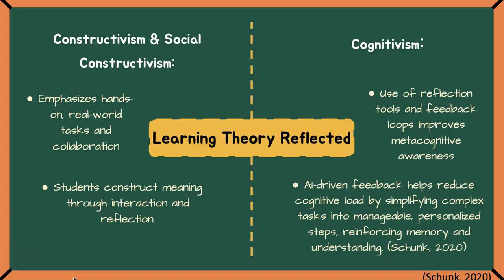This framework also reflects cognitivism. Tools like Google Forms and AI feedback loops encourage metacognition, where students learn to think about what they learn. AI-driven tools also help manage cognitive load by simplifying complex tasks into small, manageable steps. For instance, an AI chatbot can break down a difficult conversation into a simple, guided exchange and reinforce memory and understanding over time.